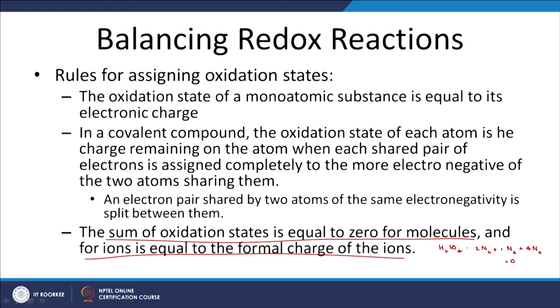The sum of oxidation states is equal to 0 for molecules, and if I look at the relevant deprotonated form, SO4 2 minus, what does this mean? 1 times the oxidation state of sulfur plus 4 times the oxidation number of oxygen is going to be equal to the formal charge of the ion, that's equal to minus 2. Again, I guess people are well versed with this, but we need to touch upon the relevant basics. This is one aspect you need to understand better when you are assigning oxidation states.